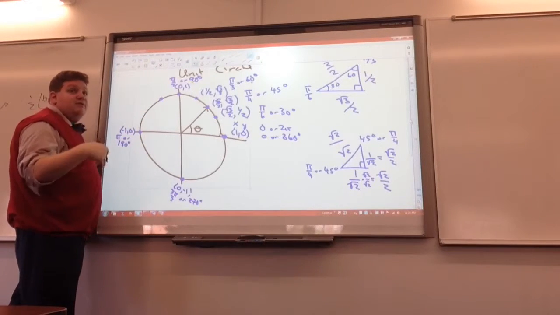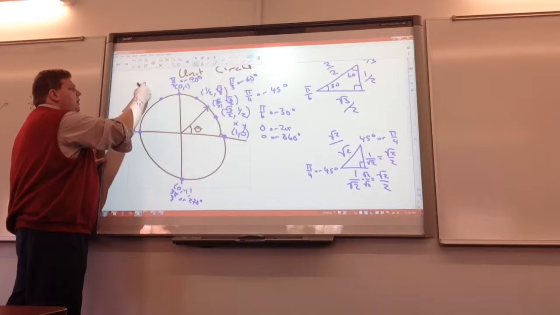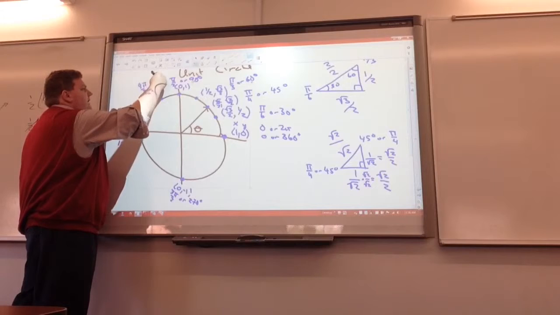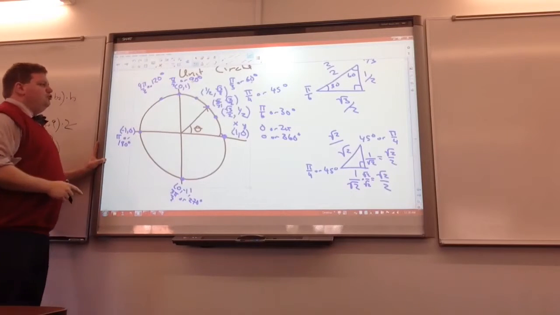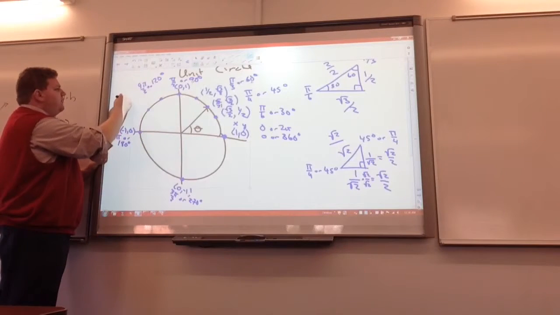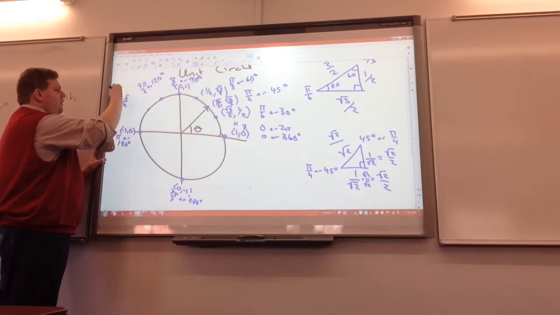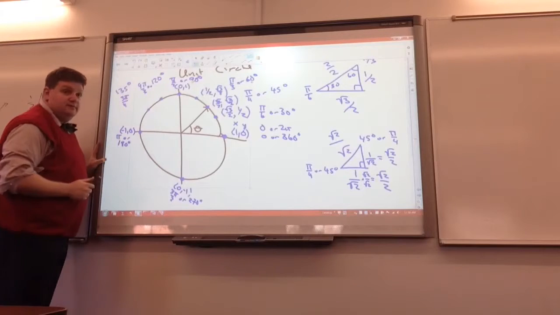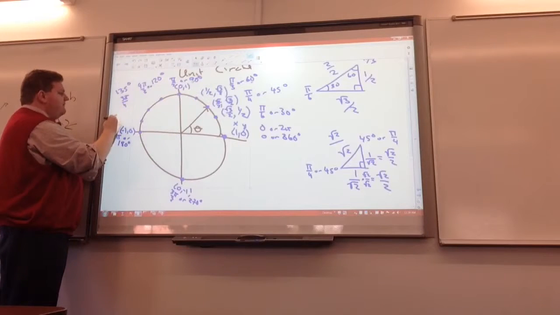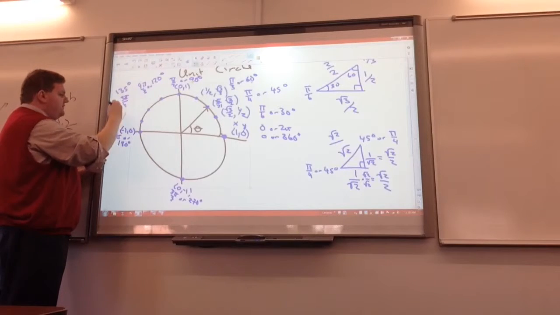Pi over 6 plus pi over 2 is 4 pi over 3, so that's 4 pi over 3, or if I'm doing it in degrees, it's 90 degrees plus 30 degrees, so it's 120 degrees. The second angle here would be pi over 2 plus pi over 4, which is 3 pi over 4, or 90 plus 45, so 135 degrees. This last one down here, pi over 2 plus pi over 3, ends up being 5 pi over 6, and then again it's 90 plus 60, so it's 150 degrees.